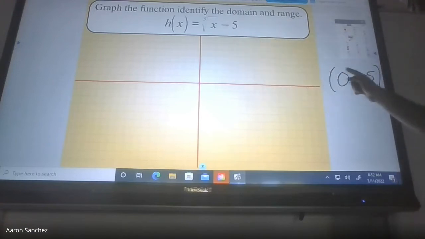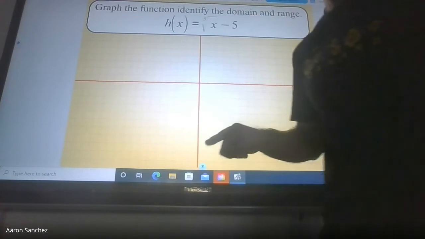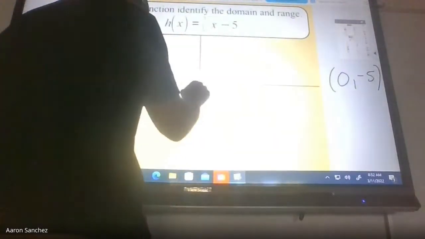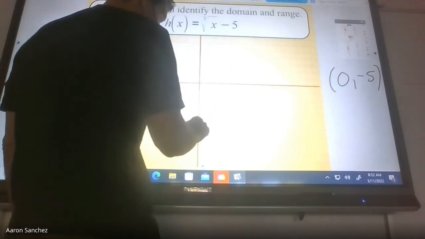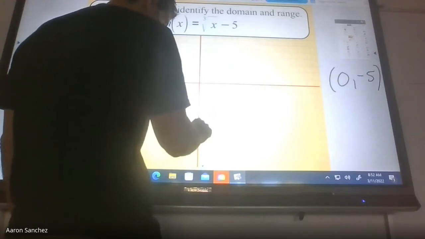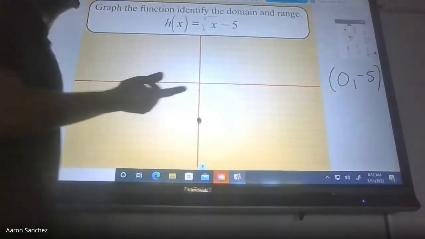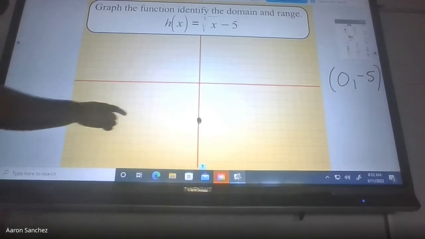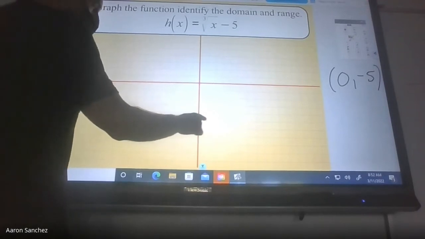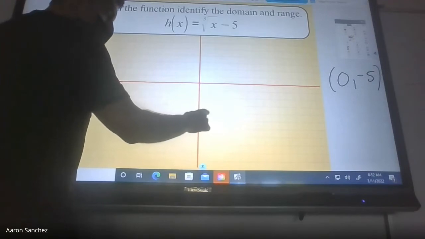So that means my vertex is going to be... -1, 2, 3, 4, 5. And then you take the cube root of everything. We could do the table. I'm just going to take the cube root. We could do the table, right? So let's go this way. Go over 1. What's the cube root of 1? 1. So go up 1.